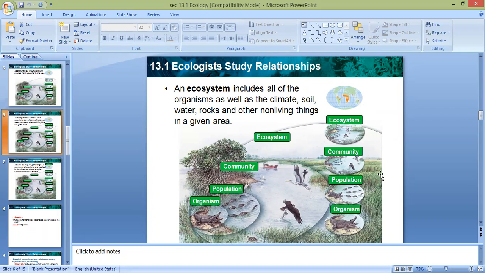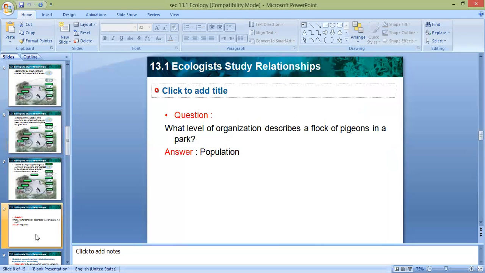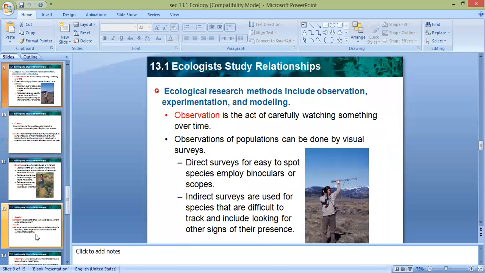levels of organization from the biggest to smallest start from what? Who knows? If you want to arrange the levels of organization from the largest level to the smallest level, what is the biggest thing? Biome, then ecosystem, then community, population, organism. And the opposite, from smallest to biggest, is organism, population, community, ecosystem, biome. These are the levels of organization. We must know these levels of organization.